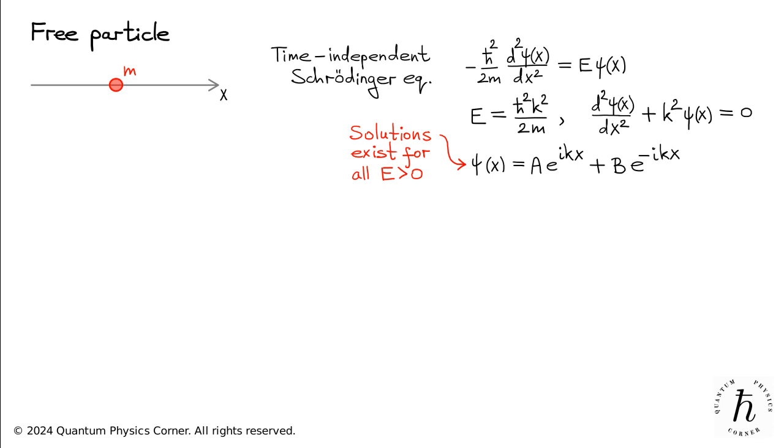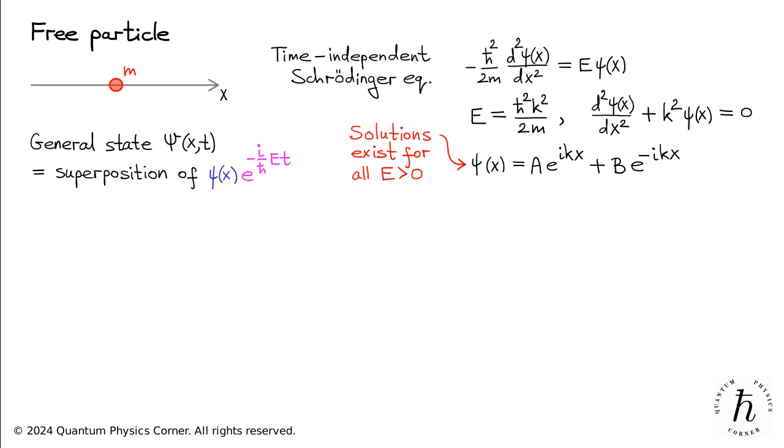This highlights an important difference between bounded systems, such as a particle in a box, and unbounded systems, like the one we are considering here. In a particle in a box system, the energy is quantized, meaning the allowed energies form a discrete set or spectrum. In contrast, the energy spectrum of a free particle is continuous and includes all positive values of E. Now, the general state of the particle is a superposition of all possible solutions of the time-independent Schrödinger equation, for all values E, or k.